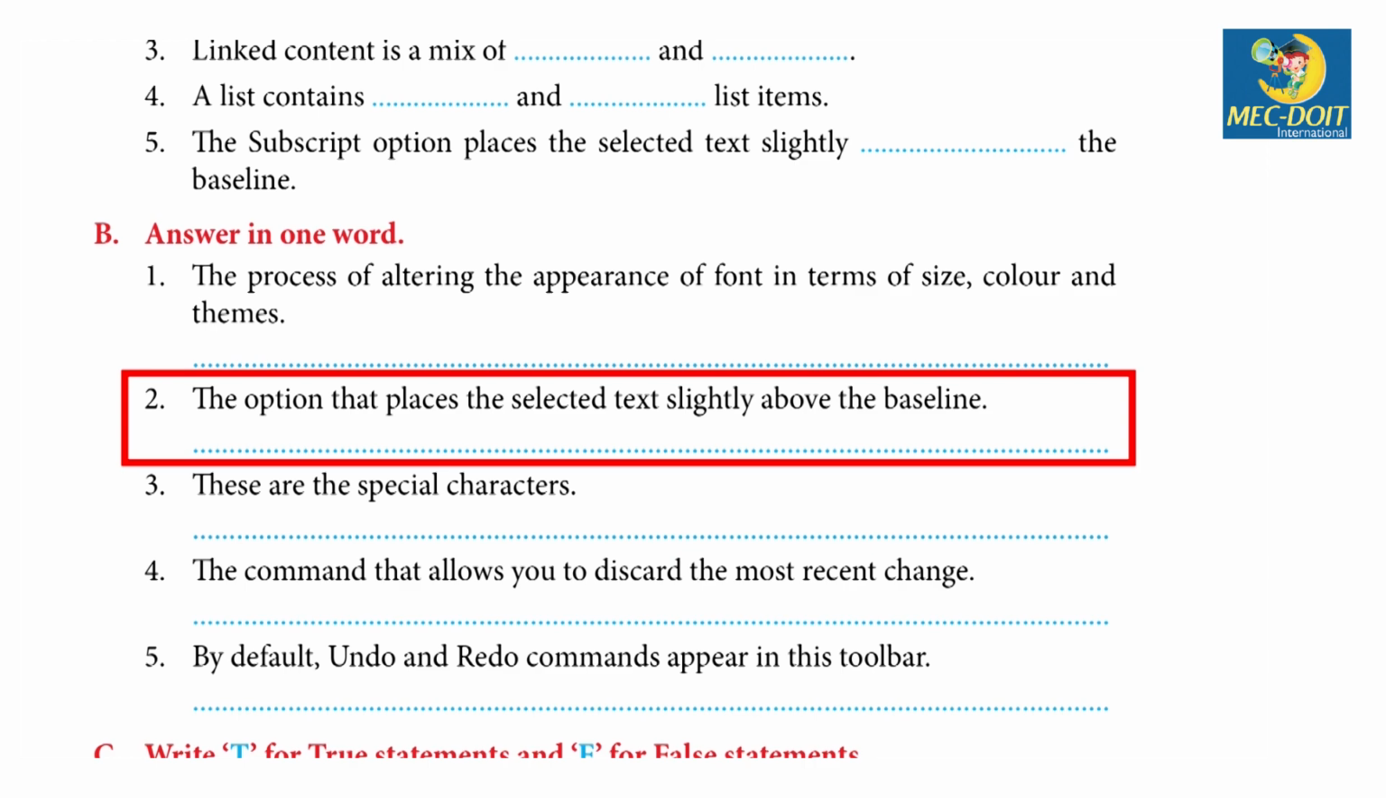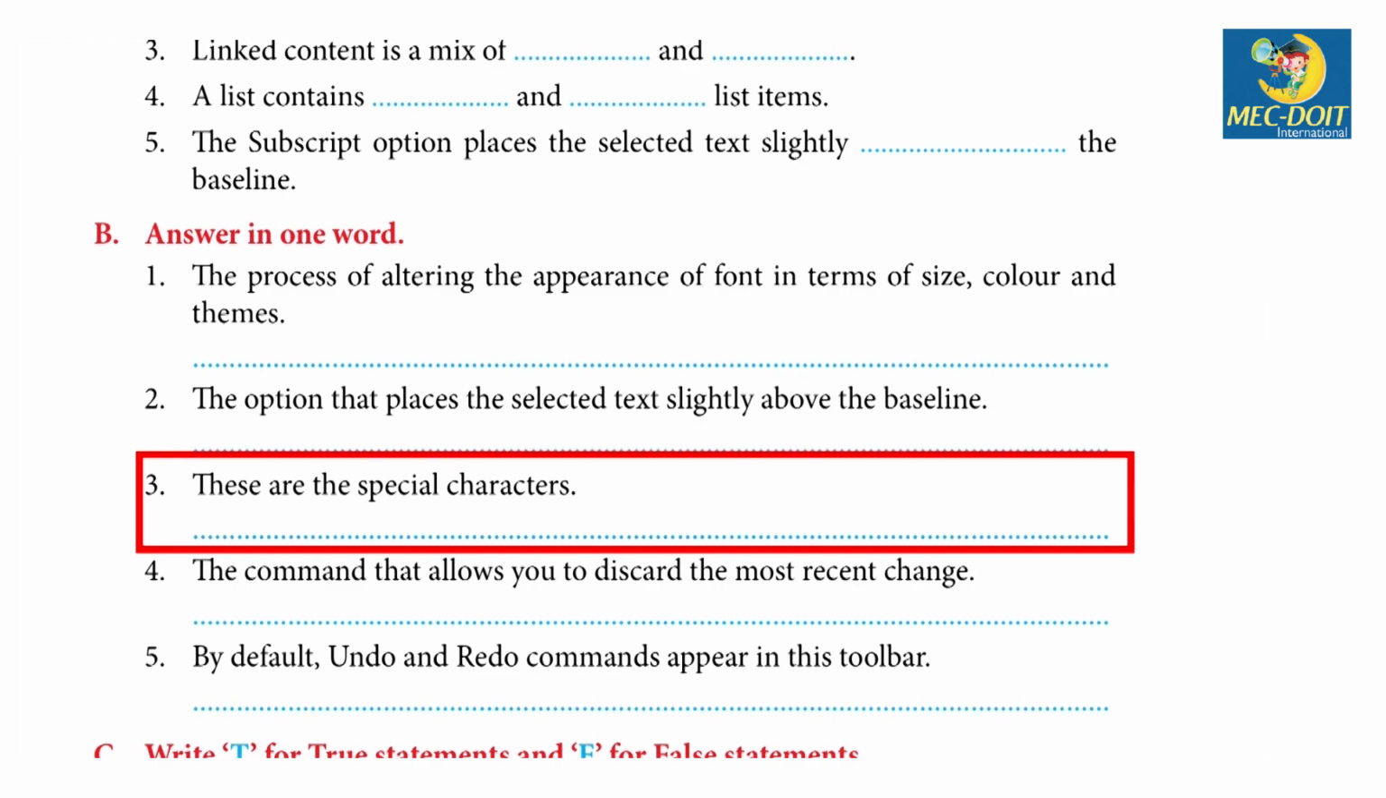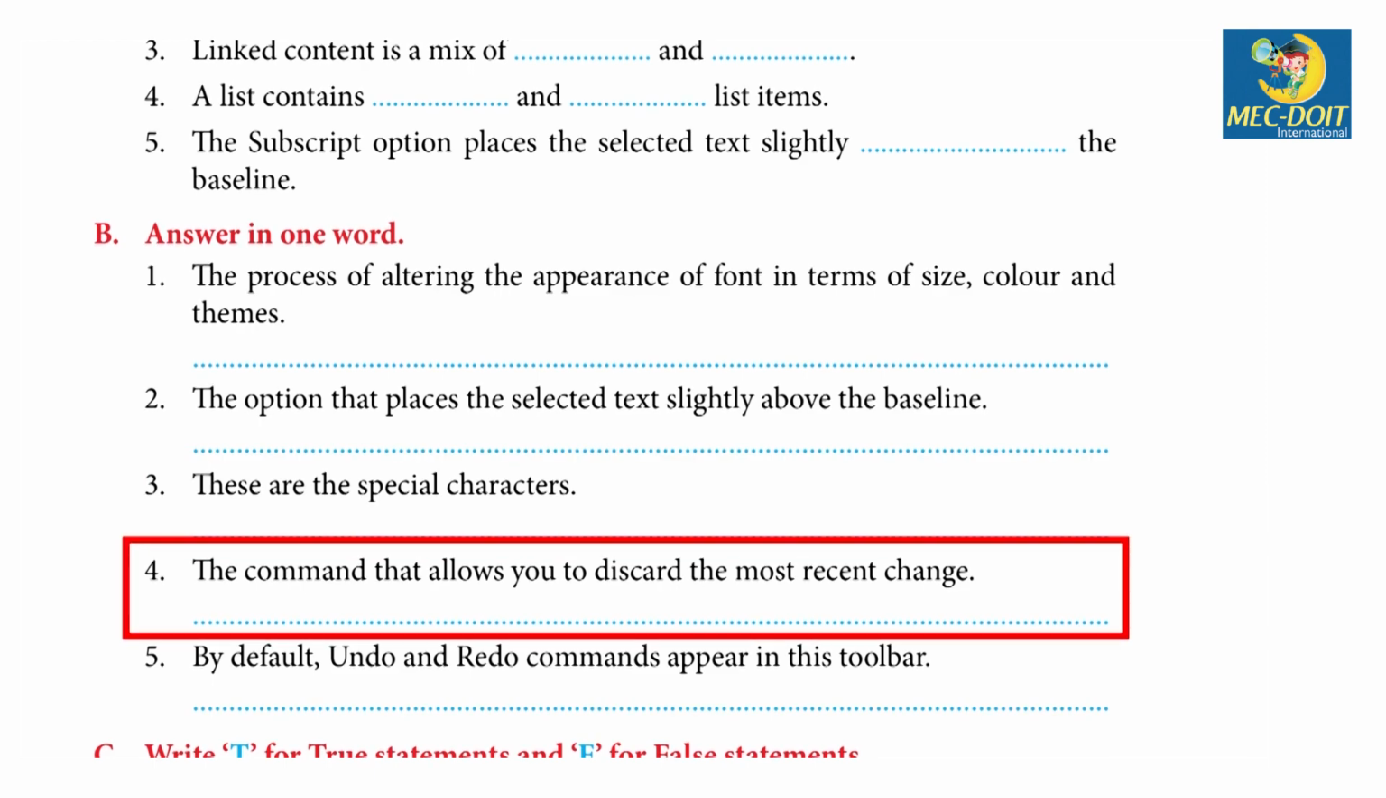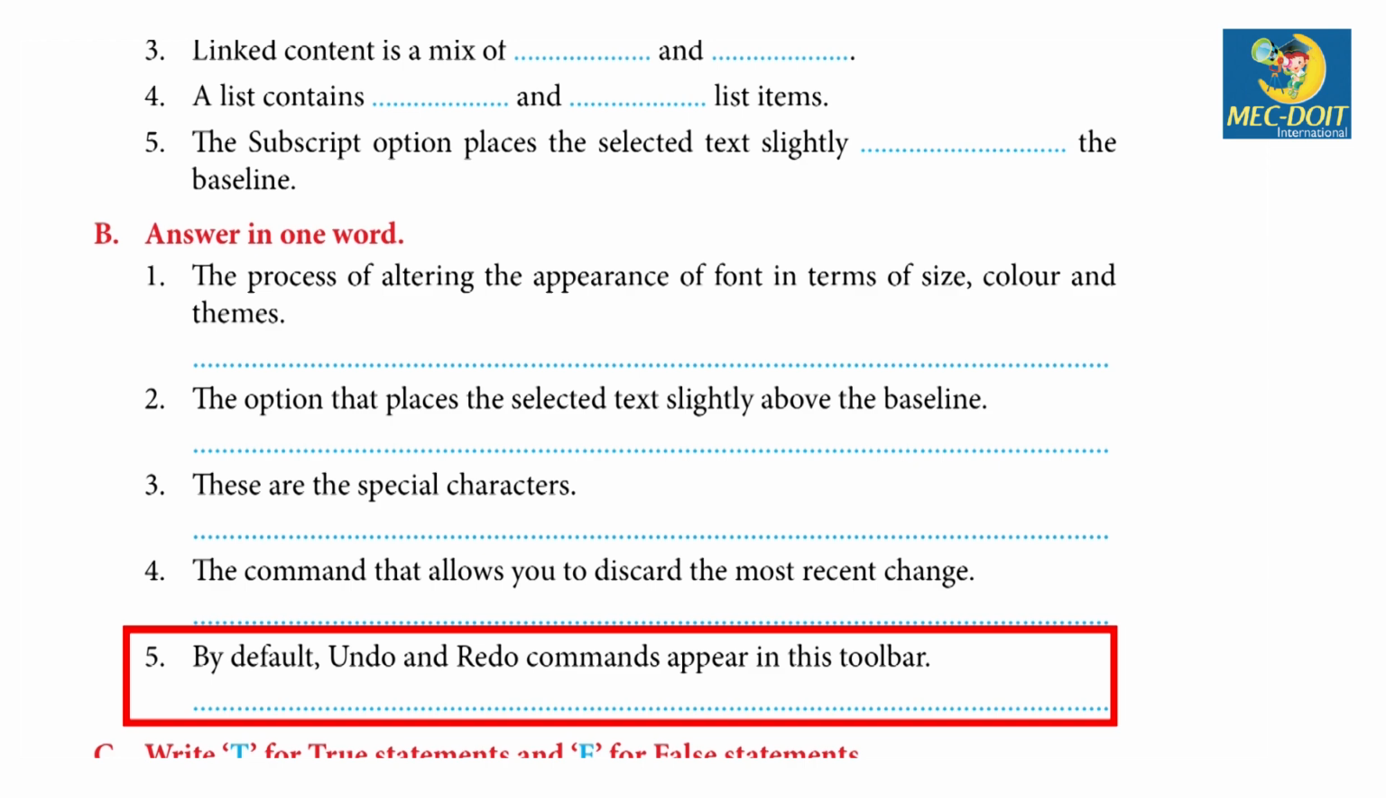Answer: superscript. 3. These are the special characters. Answer: symbols and shapes. 4. The command that allows you to discard the most recent change. Answer: Ctrl Z. 5. By default, undo and redo commands appear in this toolbar. Answer: quick access toolbar.